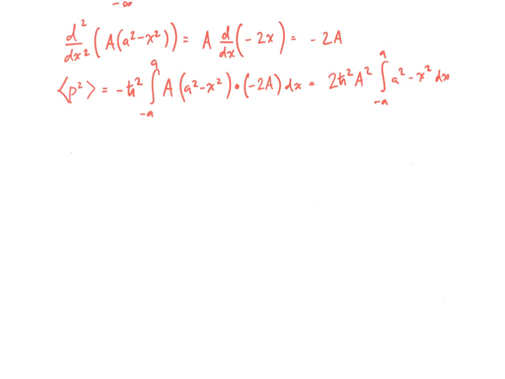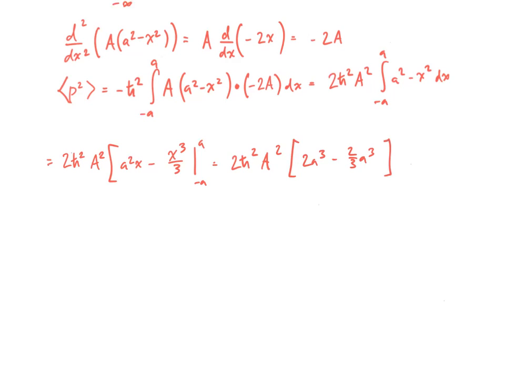And then this is a fairly straightforward antiderivative. This just becomes 2 h bar squared A squared, a squared x minus x to the third over 3, from negative a to a, equals 2 h bar squared. If you work out those boundaries, 2a to the third minus 2/3 a to the third, like so.